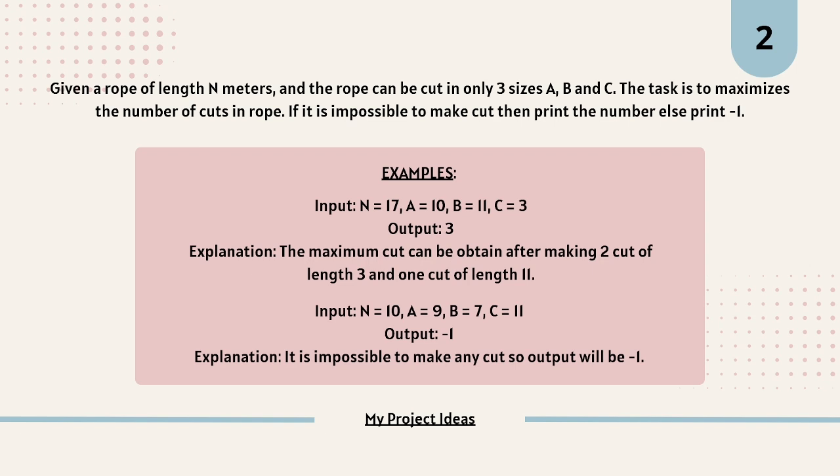Another example. You have input as n equal to 10. The length A is given as 9, B is given as 7 and C is given as 11. So what do you do? Here you are not able to cut the rope into any number of parts. That's why your output will be -1.